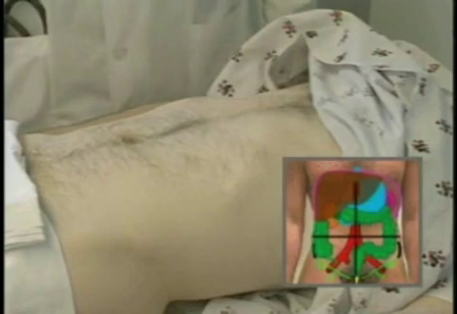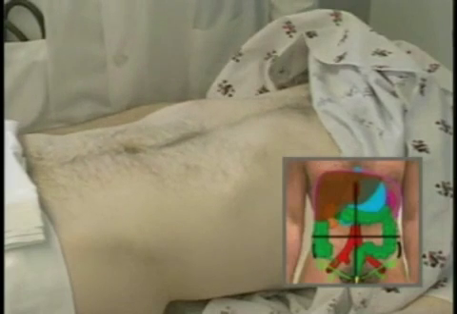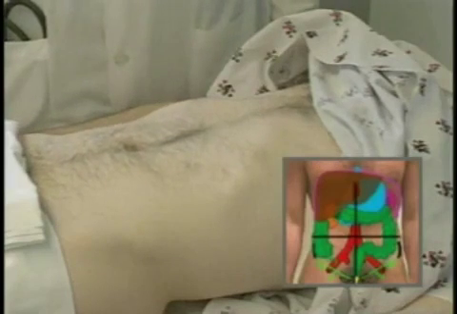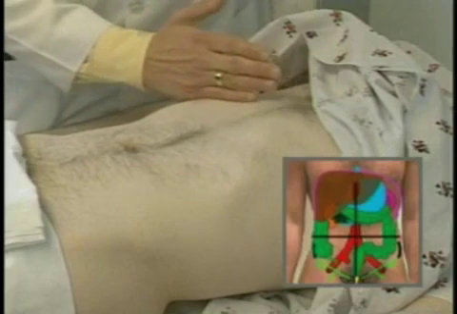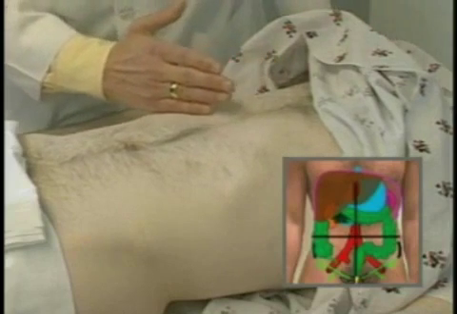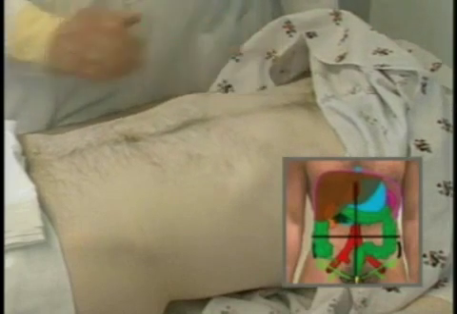At rest, the upper border of the liver is approximately at the 5th costal cartilage in the mid-clavicular line. The lower border is somewhat of an oblique surface, and as the patient takes a breath, that comes down. And we'll be talking about palpating for the liver edge later in this video.